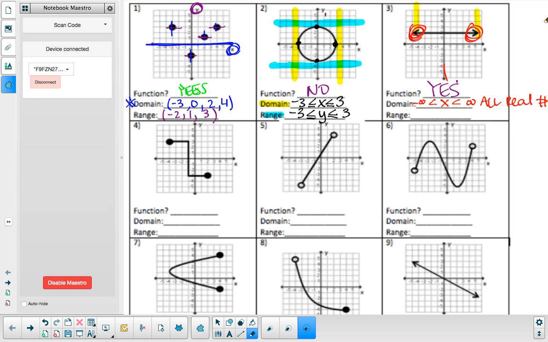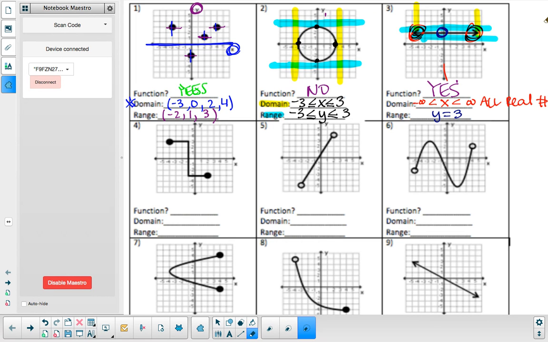Now for range, this one's a little weird. Okay, so if I try and draw a boundary on the bottom, then it would look like this. Okay, and then if I drew a boundary on the top, it would look like that, which is really weird. So I have to think, okay, well, what's going on here? Well, all of my Y's are just one number. And they're all right here at 3. So we would just say the range is just y equals 3.